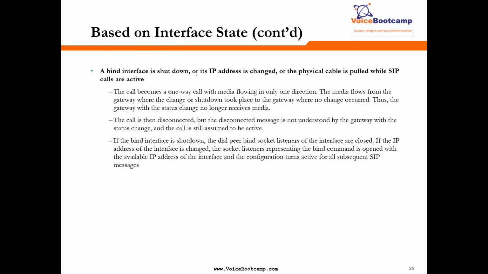Now if the bind interface is shut down, or its IP address has changed, or the physical cable is pulled while the SIP call is active, the call becomes a one-way call with the media flowing in one direction. The media flows from the gateway where the change or shutdown took place to the gateway where no change occurred. Thus, the gateway with a status change no longer receives any media. The call is then disconnected, but the disconnect messages are not understood by the gateway with the status change, and the call is still assumed to be active. If the bind interface is shut down, the dial pair bind socket listener of the interface is closed. If the IP address of the interface is changed, the socket listener representing the bind command is opened with an available IP address of the interface, and the configuration will turn active for all the subsequent messages.